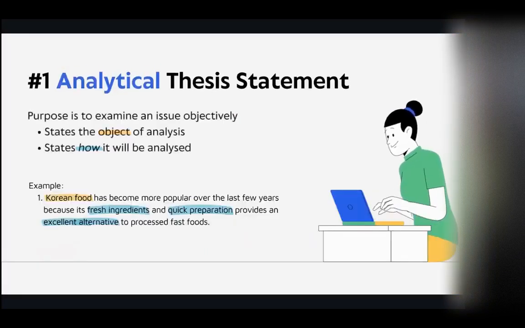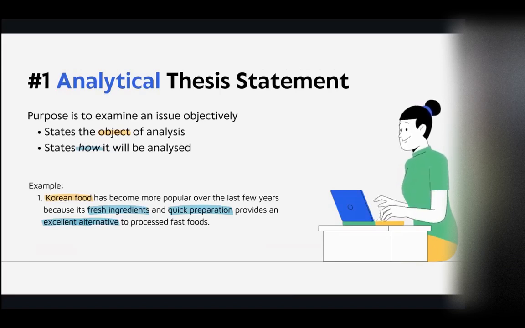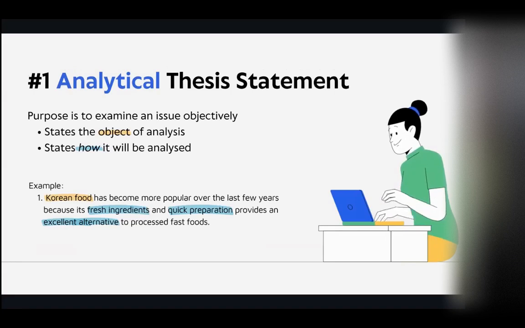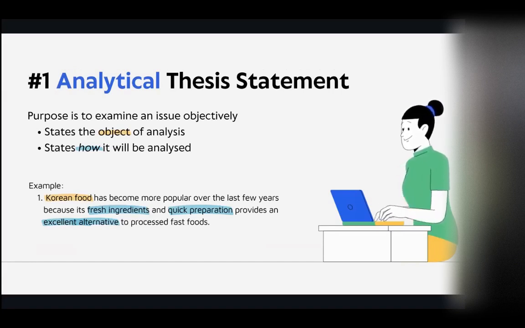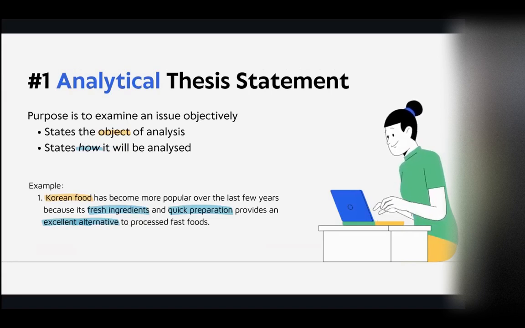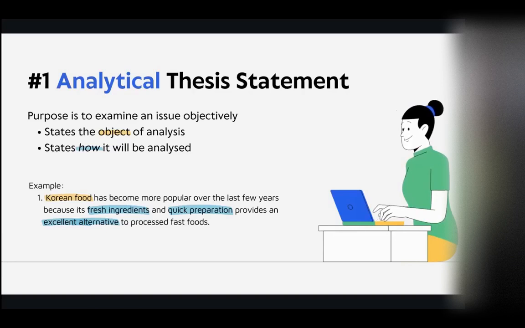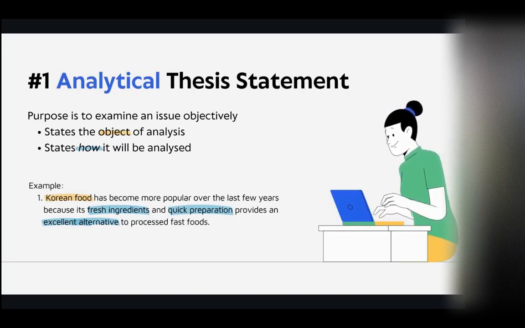And the next one. Okay, so let's take a look at the different types of thesis statement. The first one that we have here is analytical. So what is the purpose of an analytical essay? Well, you usually break down an issue or an idea into its component parts, evaluate the issue or idea, and present this breakdown and evaluation to the audience. So the purpose of an analytical thesis statement is to examine an issue objectively by stating the object of analysis and stating how it will be analyzed.